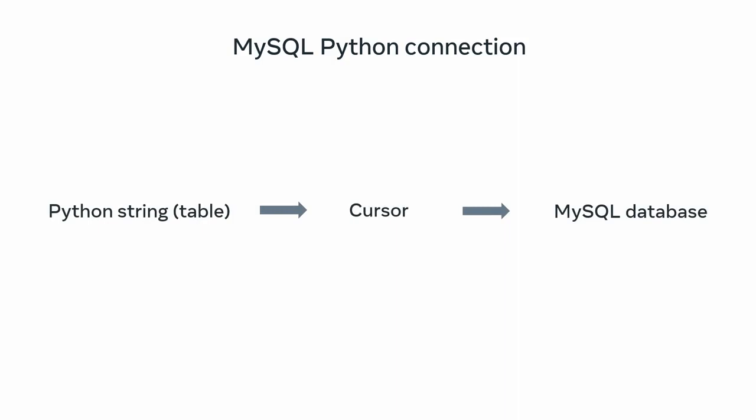Once you've established a connection, you'll then access a cursor object. Once you access the cursor object, you'll create a MySQL database and table using Python. You'll then learn how to commit changes in a MySQL database using Python.